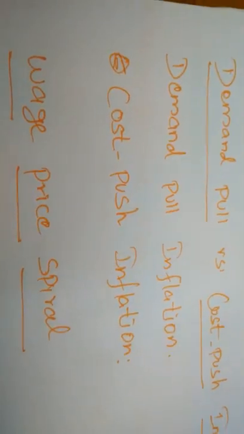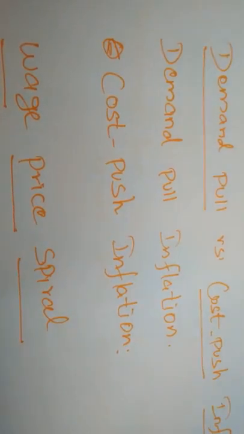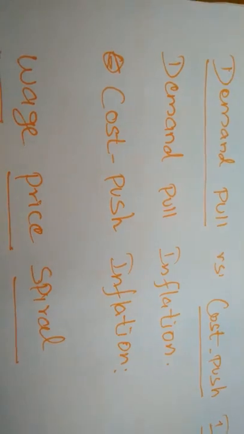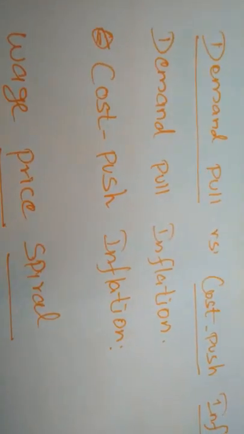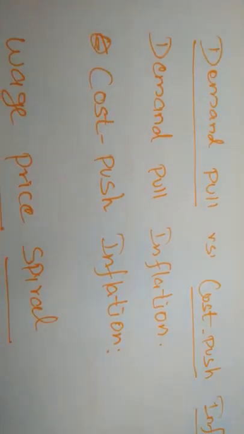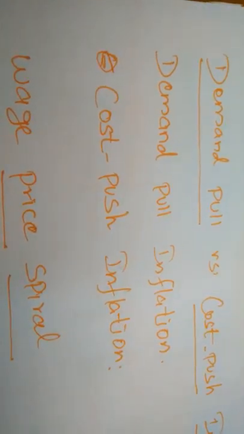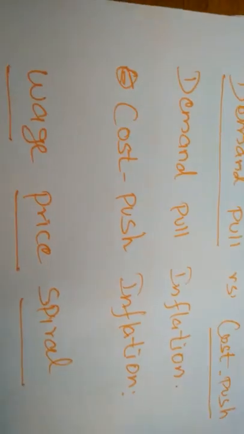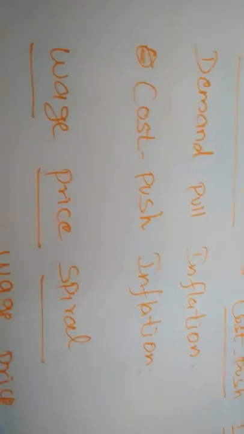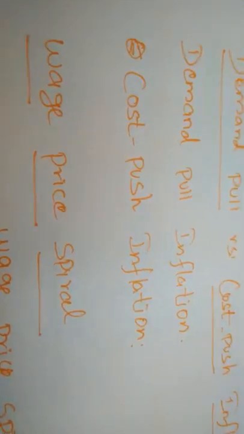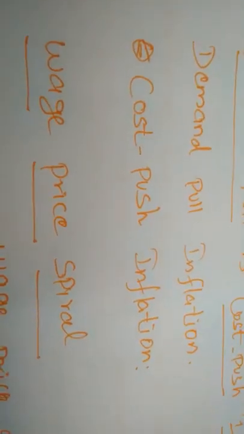Next, cost push. The cost of production is increased and thus the producer will make a high price for their produced commodities. On the basis of demand, if the price level is increased, that is called demand pull inflation. On the basis of cost, if the price level is increased, that situation is called cost push inflation.